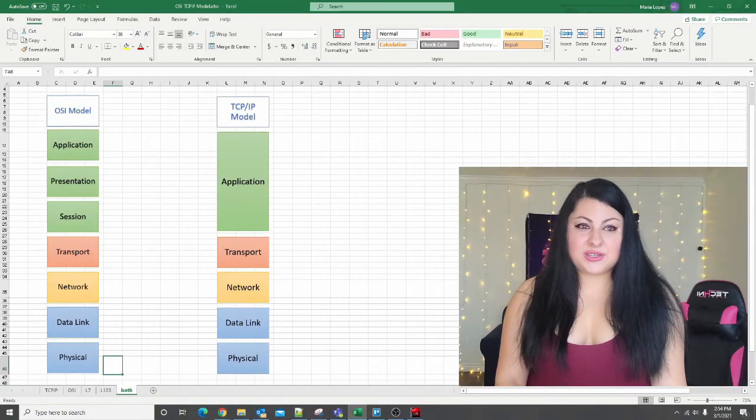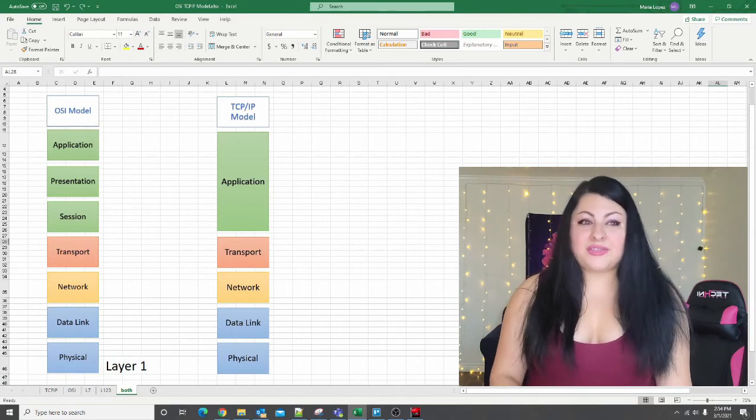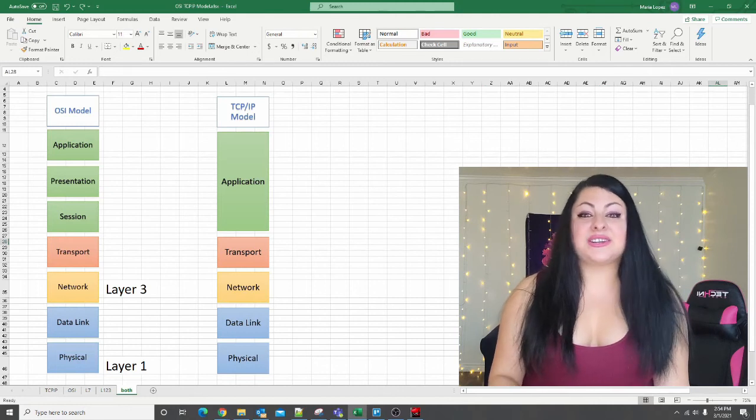So the question is, if both models include the same data and the TCP/IP model won, why are we still talking about the OSI model today? Back in the day when the OSI model and TCP/IP model were competing, many folks assumed the OSI model would win. So everyone started using the OSI model's layers to troubleshoot. If it was a physical issue, that was layer one. If it was a routing issue, that was layer three. If it was an application issue, that was layer seven.